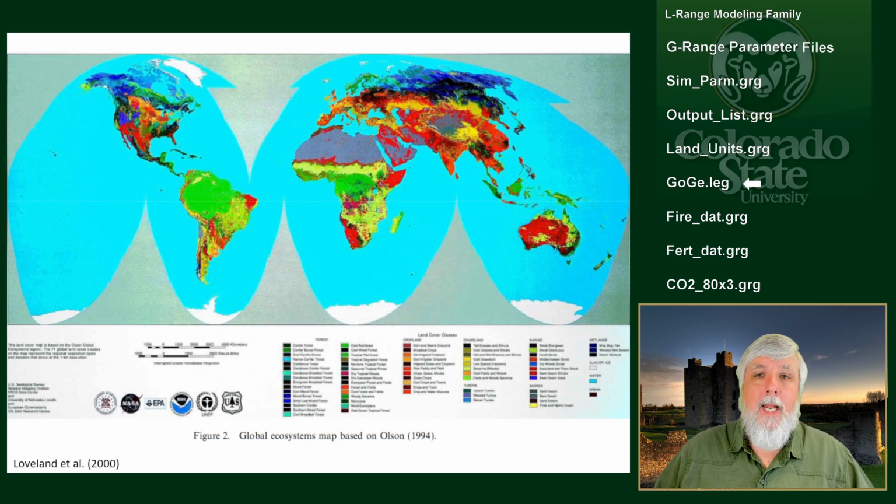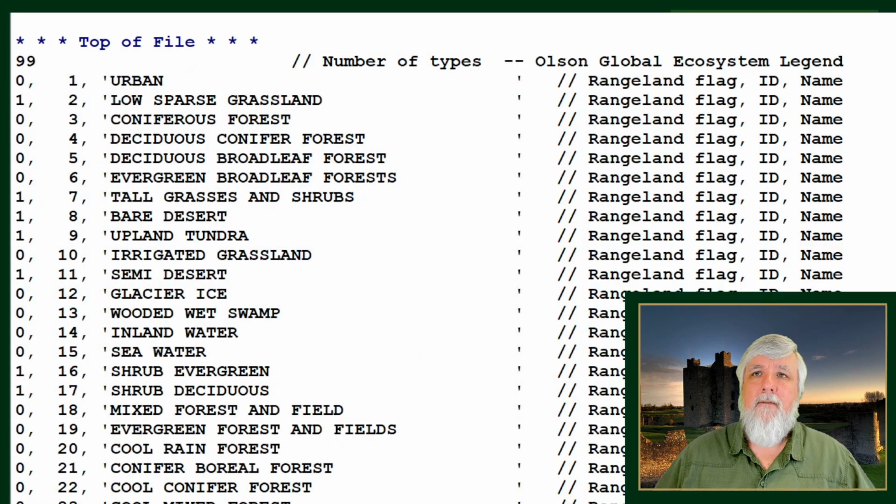Accompanying that then, we need a parameter file that describes the different land cover classes. And that in this case is the goji.legend file. Now these are actually known as Olson Global Ecosystem Areas. It's from a 1994 paper as cited in that figure. And somewhere along the line, forgotten to me I'm afraid, I've abbreviated Global Ecosystem Legend to Goji, but I don't recall why. But you can see here there are 99 entries.